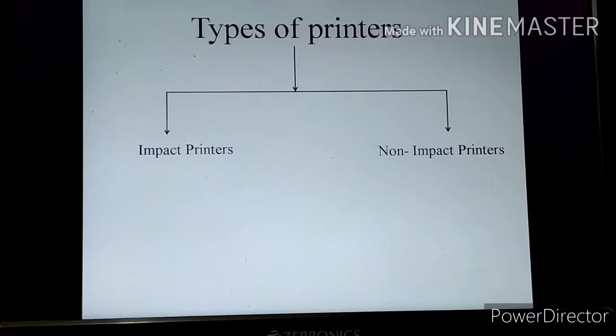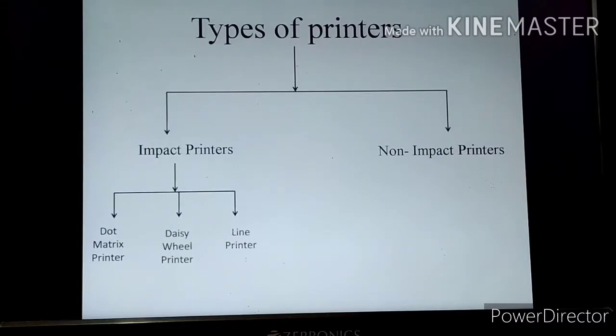Impact printers are printers which work by creating a direct impact between the ink ribbon and the paper. Means in the impact printer there is a direct connection between the ink ribbon and the paper, right? Impact printers have different types. Most common impact printers are dot matrix printer, daisy wheel printer, line printer.